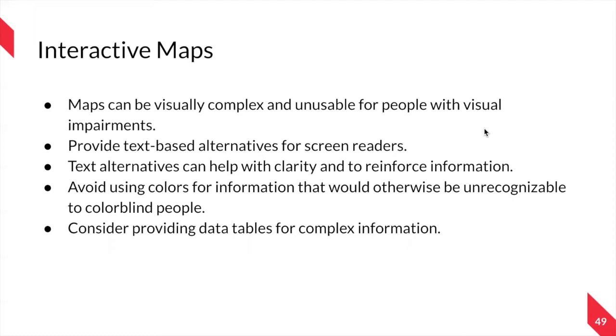Avoid using any sort of colors for information. This goes back to what we said before about color for information, not the only form of information, because that might be unrecognizable to colorblind people. Consider providing also data tables for any sort of complex information. Sometimes maps are used to depict information in the same way as graphs and charts. Perhaps it's population density or political boundaries or other information that you may be able to depict in a data table form. So if you do provide that, just make sure that that data table page or form is easily recognized by someone using a keyboard and a screen reader so they can navigate over to that instead.